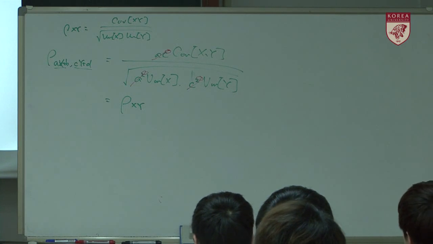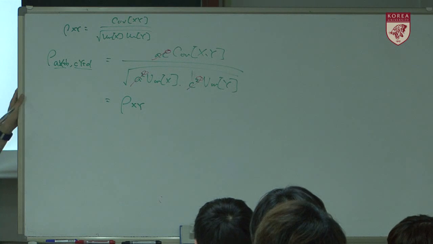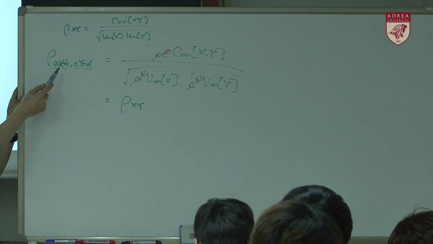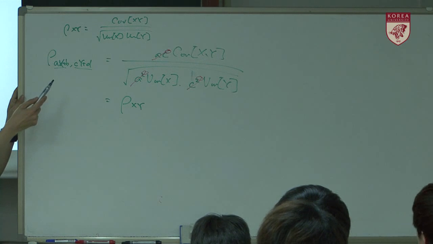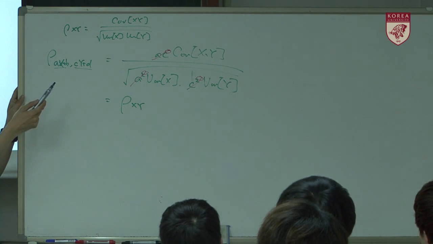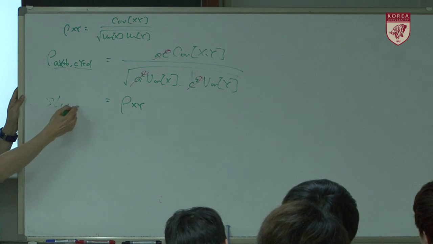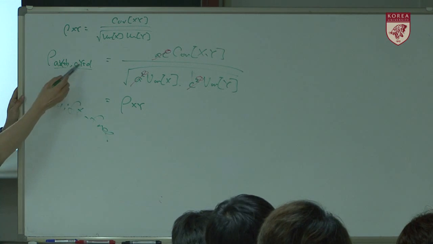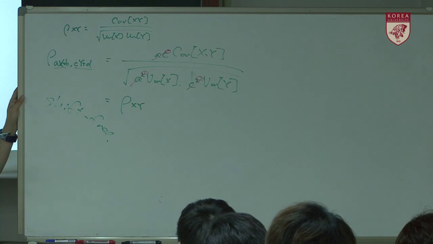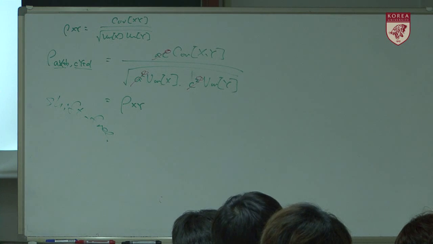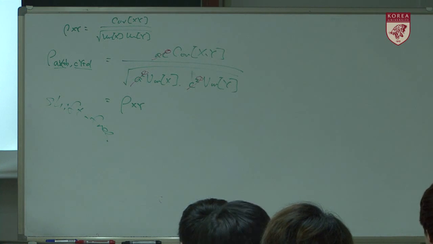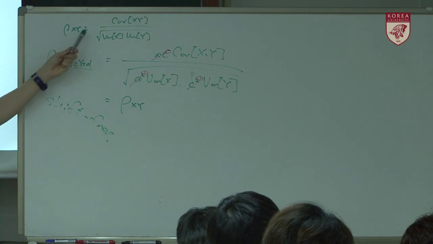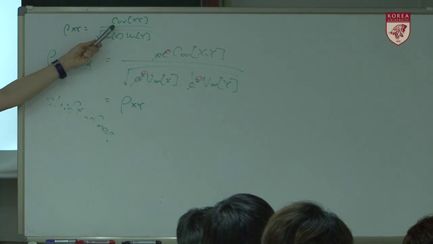So that means the correlation coefficient is scale free actually. It isn't affected by the scaling factors a and c. Of course, it is shift free. It isn't affected by b and d. Okay. So this is why people like to use the correlation coefficient instead of the covariance.